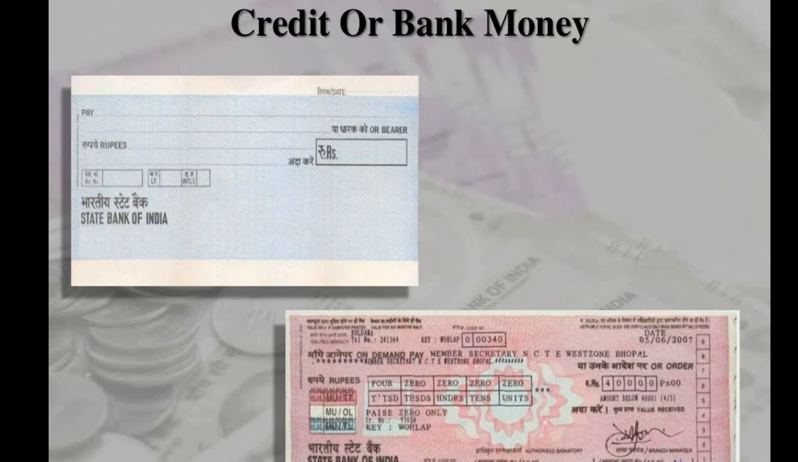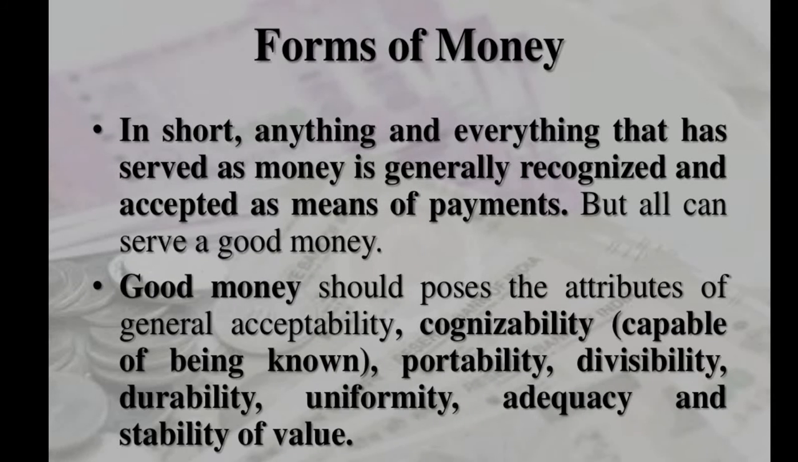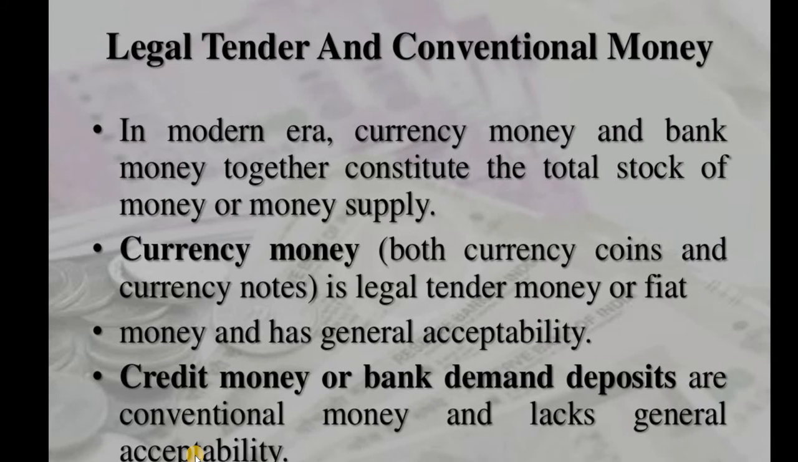These are the checks. Then demand draft. Okay, then next one, forms of money. We know different forms of money are there, like legal tender and conventional money. In the modern era, currency money and bank money together constitute the total stock of money, or money supply.